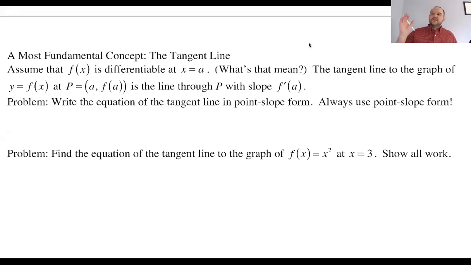All right, we're back. We're on page 291, and let's get going. So we're going to talk about a very fundamental concept, one of the more important, it's going to stay with you forever type concepts, the tangent line. And we've already dealt with this a little bit, right?